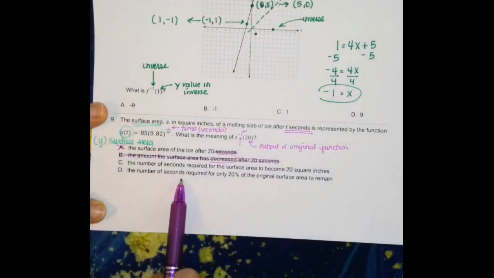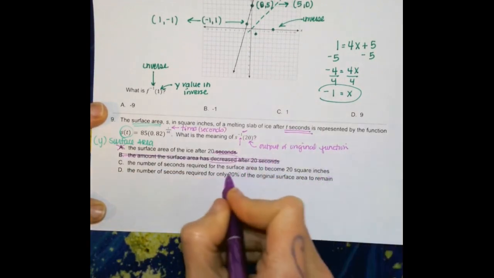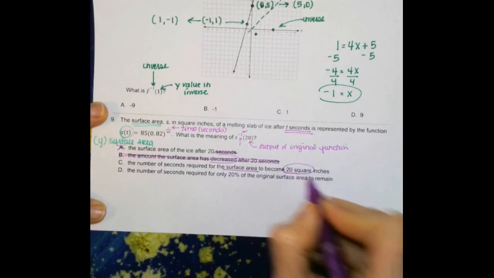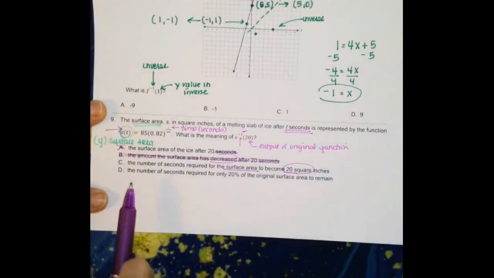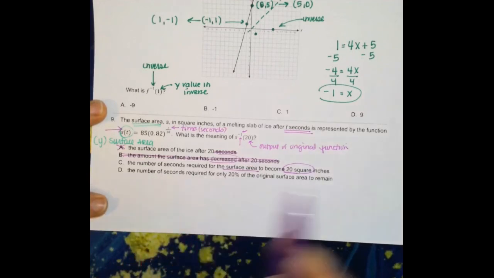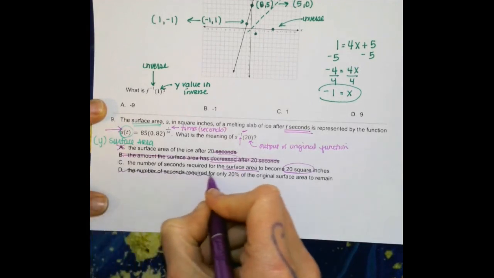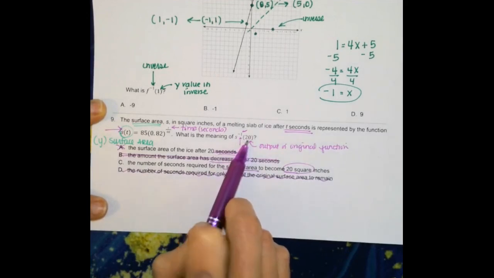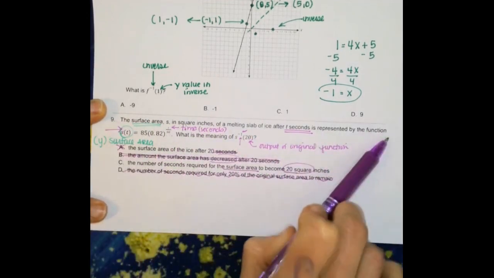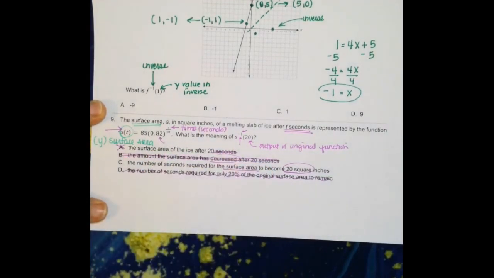The number of seconds required for the surface area to become 20 square inches. So at least now we're talking about the surface area being 20 square inches, because this is our y value, right? And last but not least, the number of seconds required for only 20% of the original surface area to remain. I think they're playing with you again. That 20% makes no sense for this problem, which is written in function notation. And there's no conversation about percentages. If you remember in exponential, the percentage is inside the parentheses anyway.